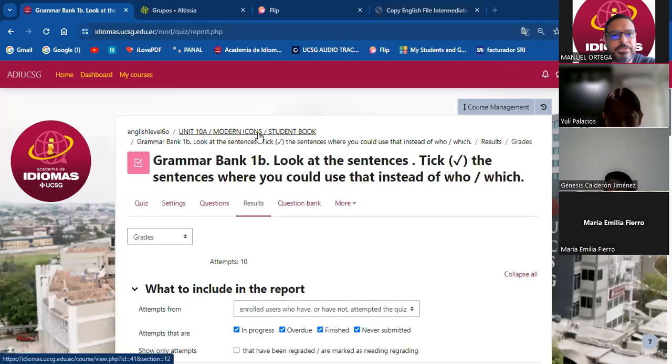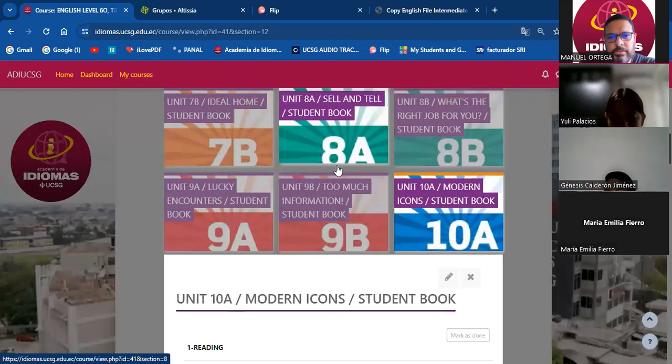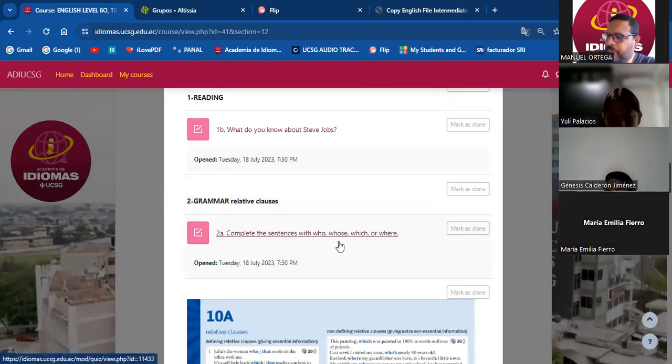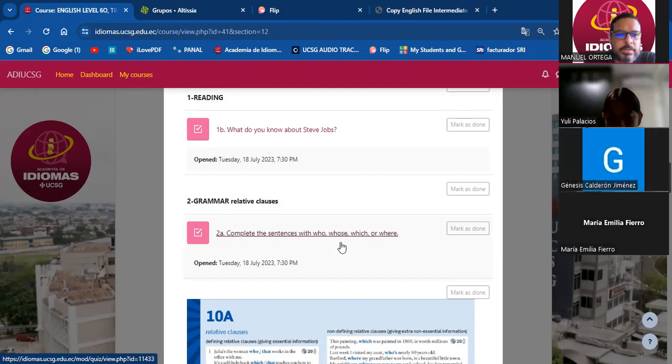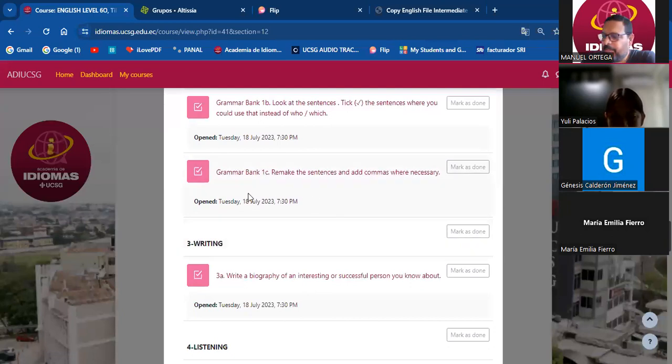Okay, let's continue. Going back to the main page. We just finished Grammar Bank 1B. After Grammar Bank 1B, let's see what else we got. Another Grammar Bank, but now 1C. Grammar Bank 1C. Remake the sentences and add commas where necessary.